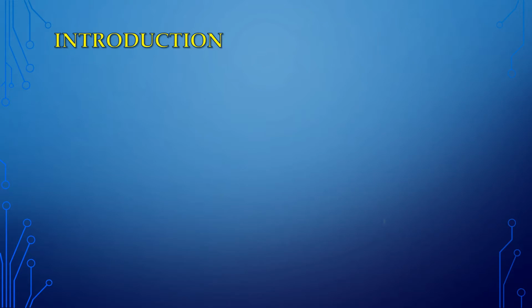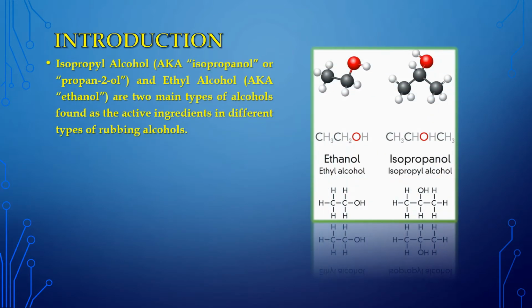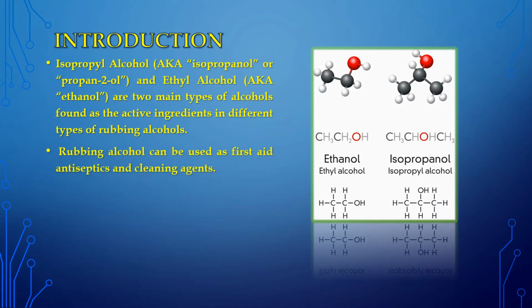Introduction. Isopropyl alcohol and ethyl alcohol are two main types of alcohol found as the active ingredients in different types of rubbing alcohols. Isopropanol simply has an extra carbon and two extra hydrogens in its chain and is therefore longer, plus the hydroxyl is on the 2-carbon. Rubbing alcohol can be used as first-aid antiseptics and cleaning agents.